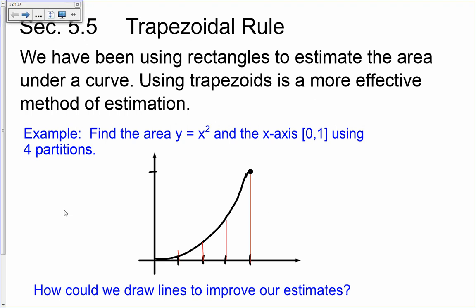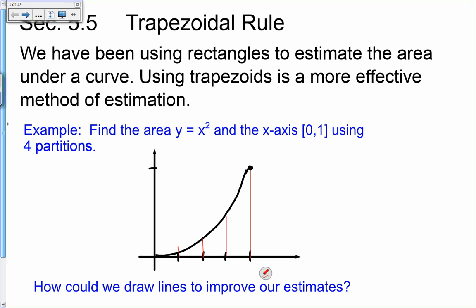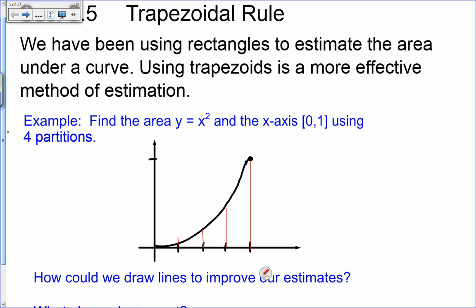We are going to look at one last way of approximating the area under a curve without actually being able to find the exact area. So 5.5 is called the trapezoid rule, and instead of using rectangles, we're just using trapezoids to find the area under a curve. A trapezoid is a more effective method, as you might be able to imagine, rather than a rectangle.